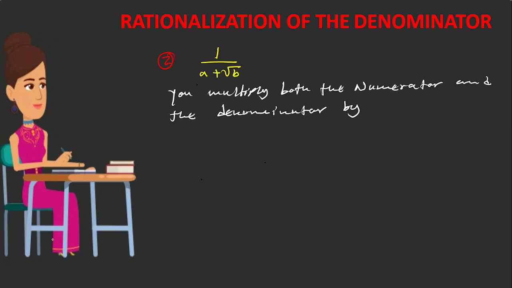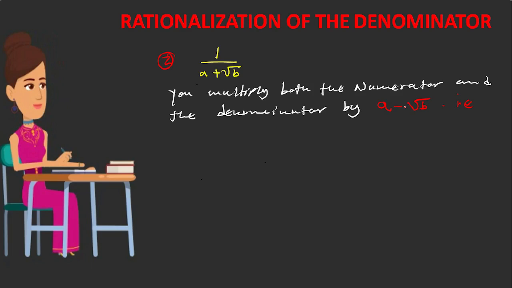So you're going to multiply by a minus c square root b, so that the denominator can be a difference of two squares. If you observe here, I've just changed the positive there to a negative. If what was there was negative, I would have used a positive, just for me to have a difference of two squares.